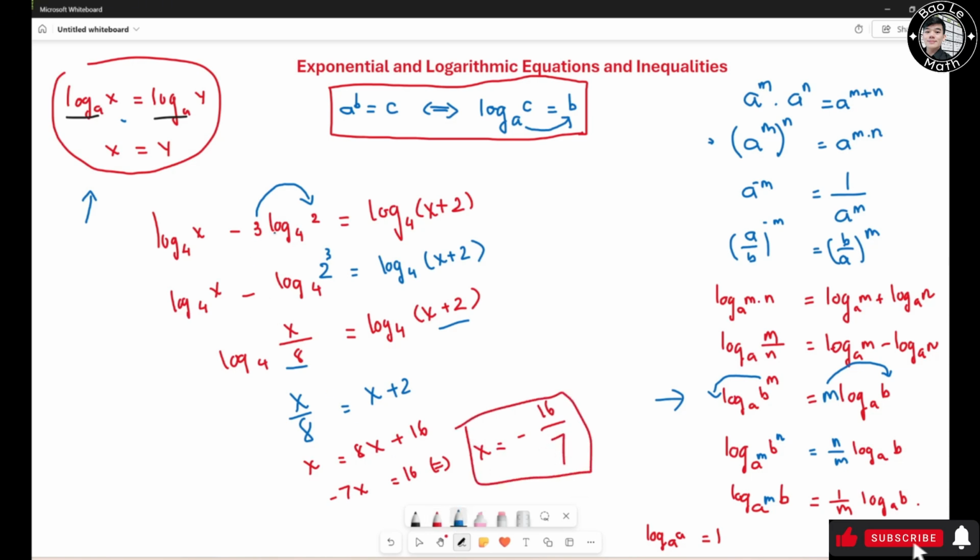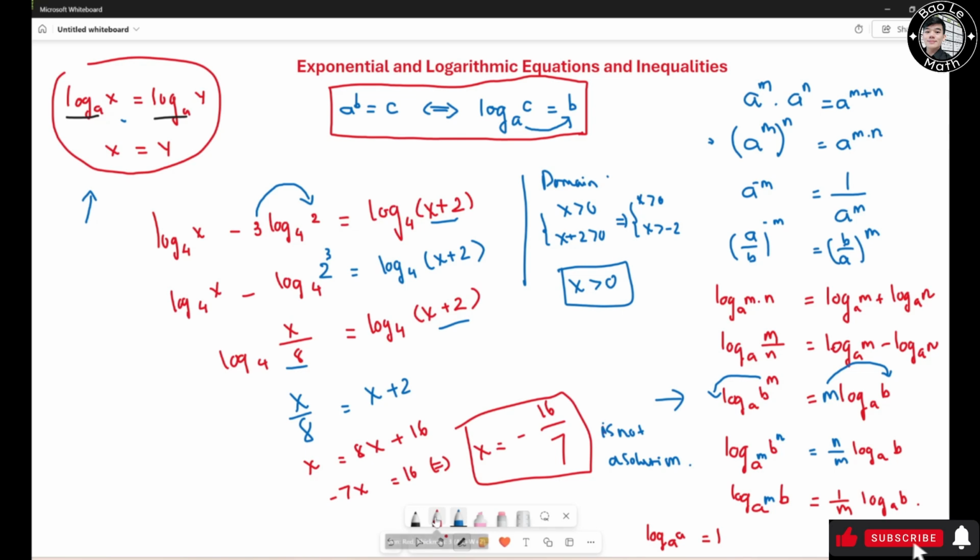Now, we need to go back over here, we need to find the domain, right? So the domain is going to be s right here greater than 0, right? And then s plus 2 right here greater than 0, right? And then you have s greater than 0, s greater than negative 2. Now you need to combine this guy, so it's going to be s greater than 0, right? Is the domain. Now you have the negative solution right here, so this is not a solution. Then the original equation has no solution.